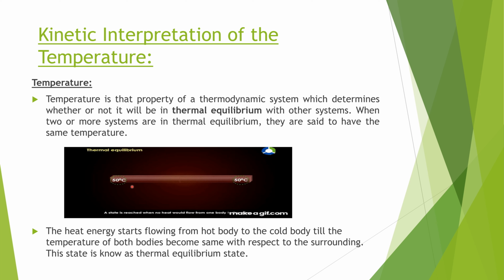Here is a figure in which there are two bodies at different temperatures. When these bodies are placed in thermal contact with each other, heat will flow from the hot body to the cold body till the temperature of both bodies becomes the same with respect to the surroundings. This state is known as the thermal equilibrium state.